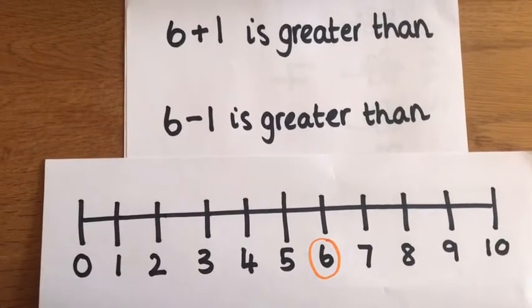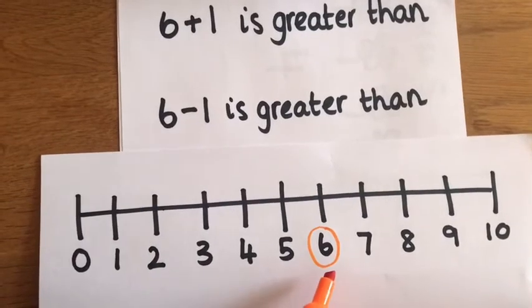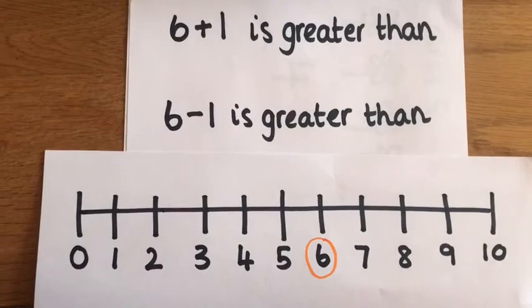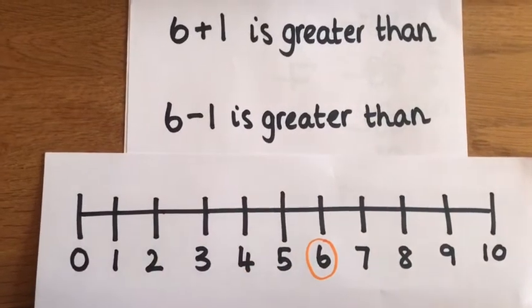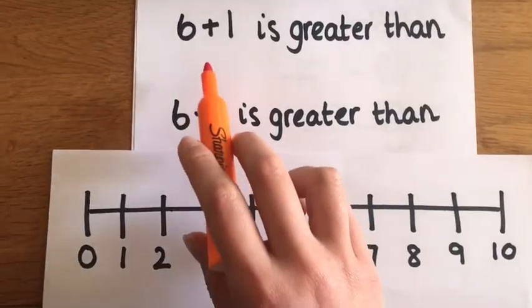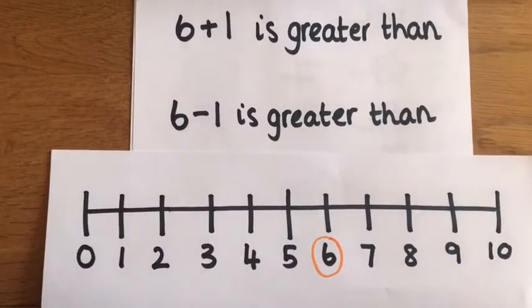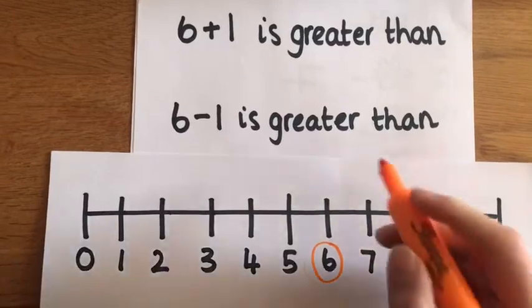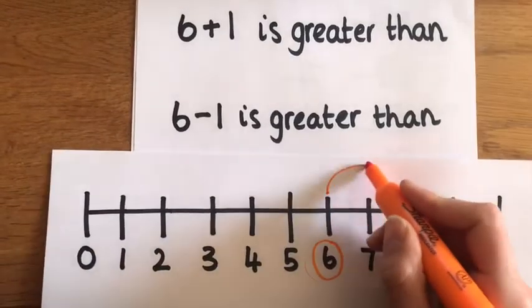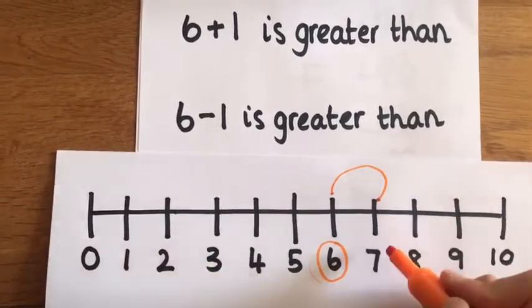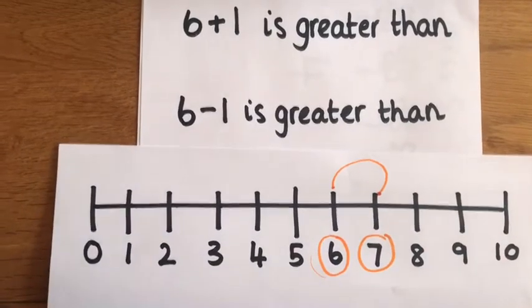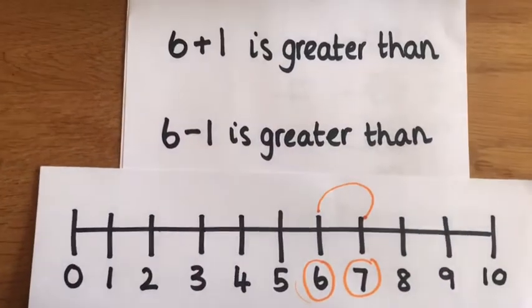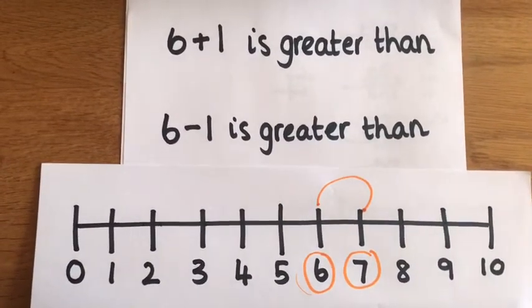Now remember, if you're finding something that's greater, you're going this way on the number line. And if you want to find something that's smaller, so if you're taking away, you go this way on the number line. We are adding, so our number is going to get bigger. It's going to be a greater number. And we need to jump 1 time. So I'm starting on my 6 and I'm going to do 1 jump. What number have I landed on? 7. 6 add 1 is equal to 7.